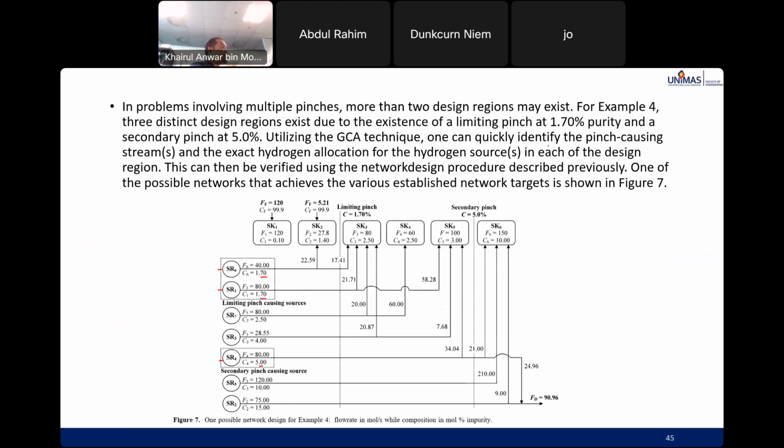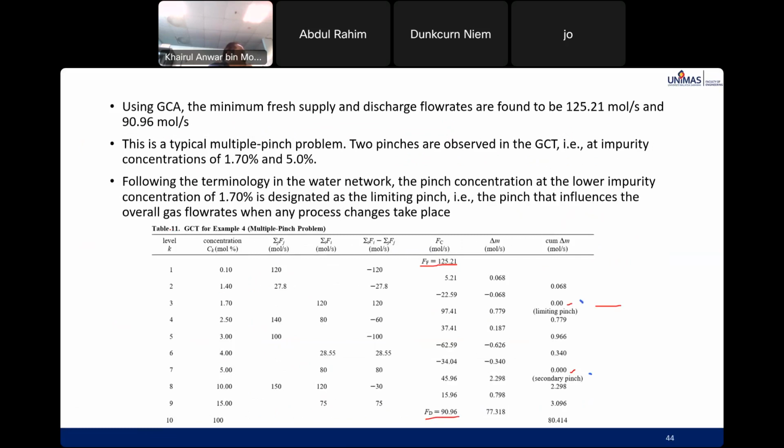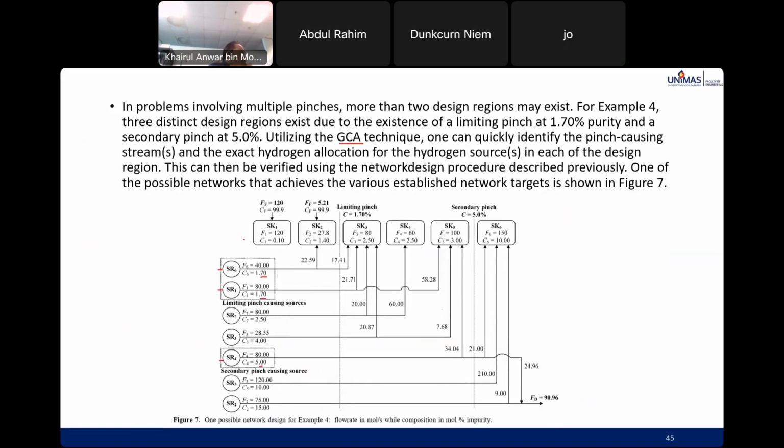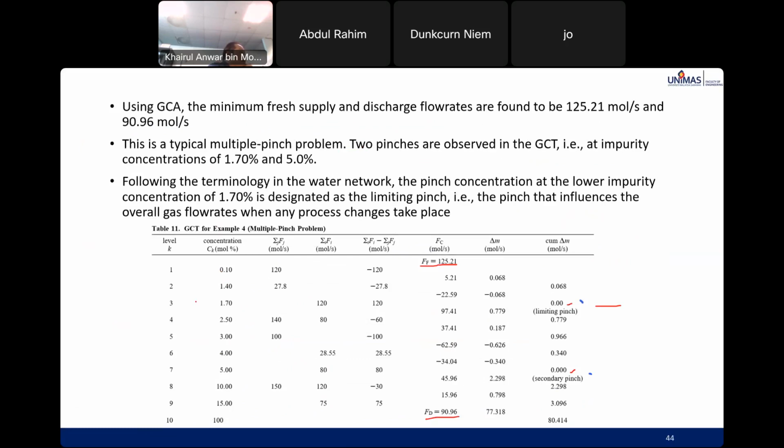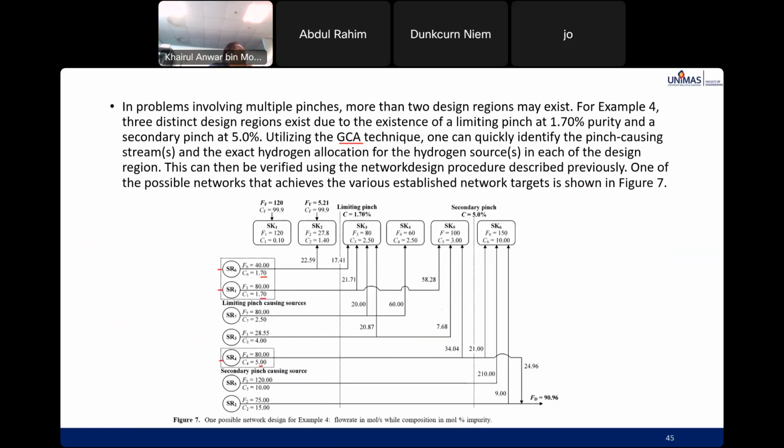Utilizing the GCA technique, one can quickly define the pinch causing stream and the exact hydrogen limitation for the hydrogen source in each of the design regions. So from the GCA technique, meaning table 11 here, we can identify already which level is the pinch. Another way to verify it is to use the network design. One of the possible network designs that achieves the established network target is shown in this table.